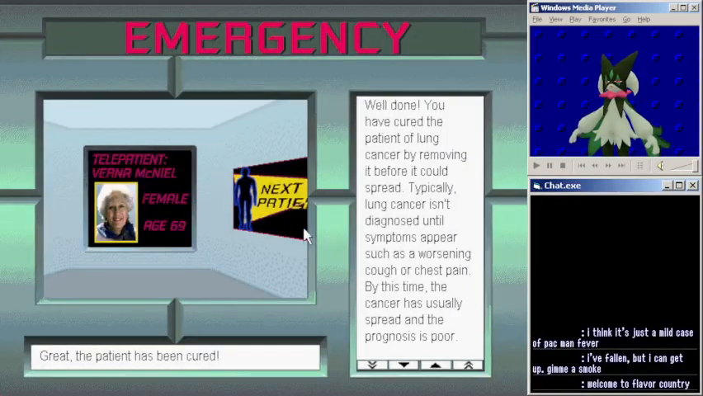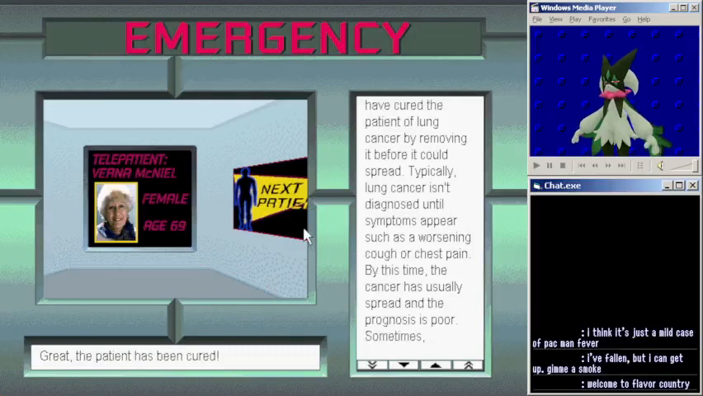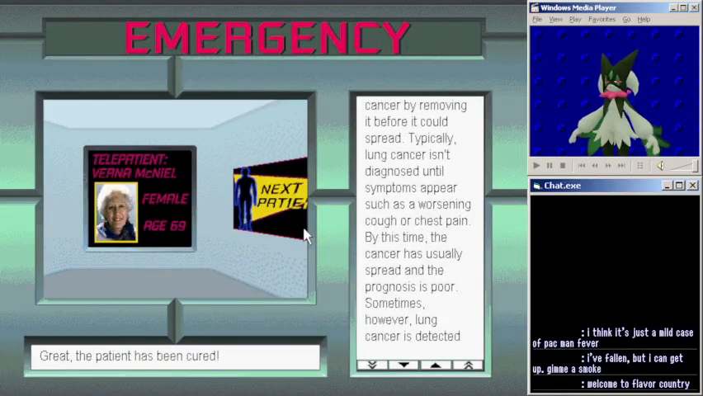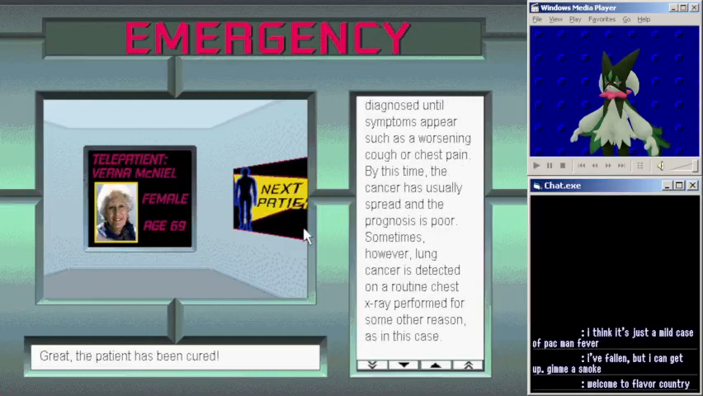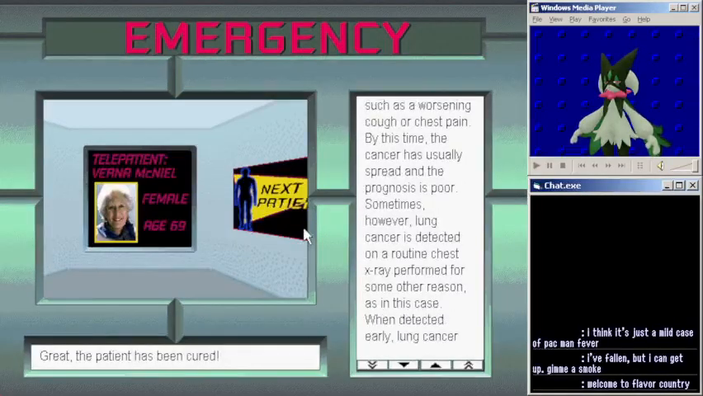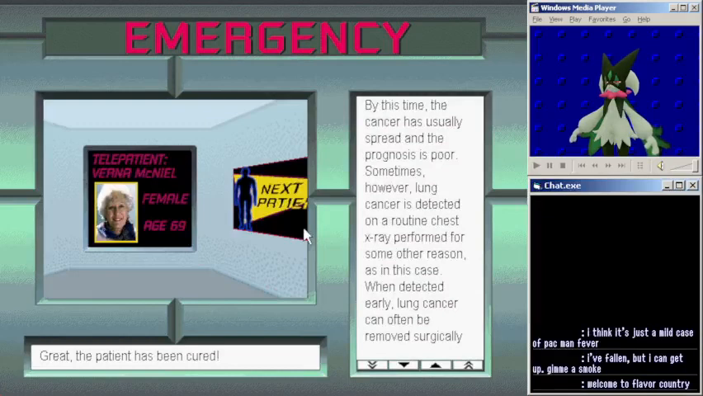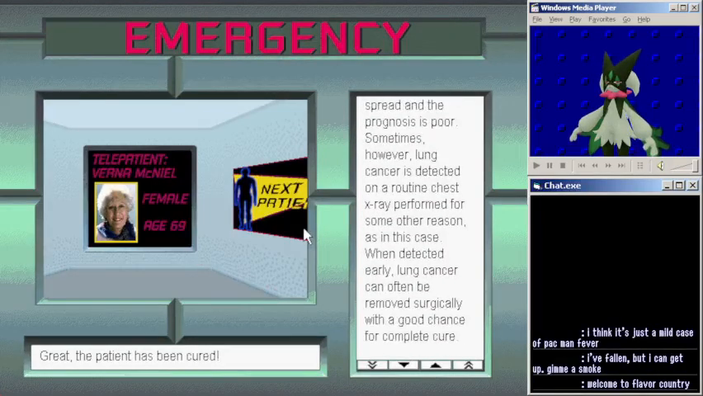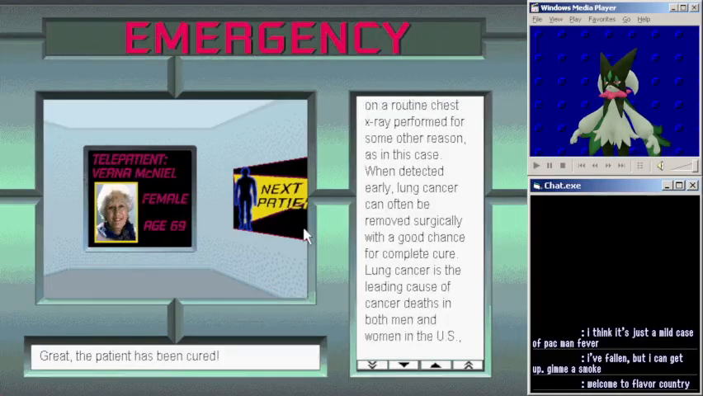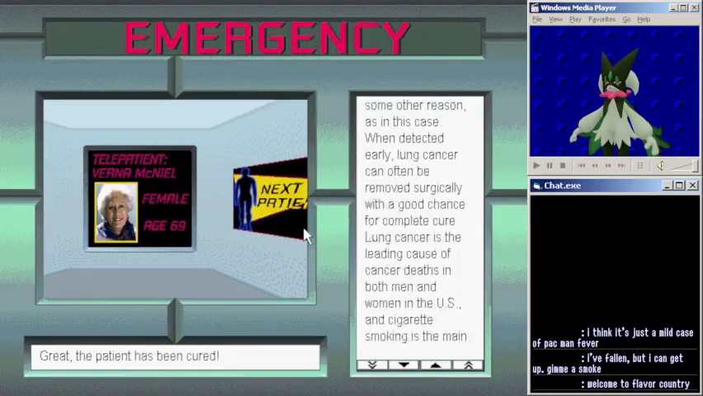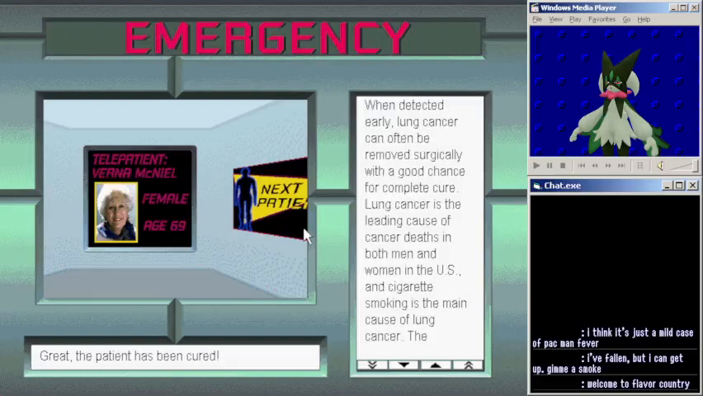You have cured the patient of lung cancer by removing it before it could spread. Typically, lung cancer isn't diagnosed until symptoms appear, such as a worsening cough or chest pain. By this time, the cancer has usually spread and the prognosis is poor. Sometimes, however, lung cancer is detected on a routine chest x-ray, performed for some other reason, as in this case. When detected early, lung cancer can often be removed surgically, with a good chance for complete cure.